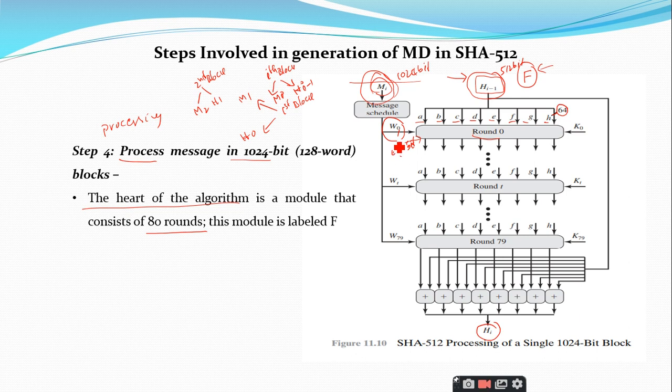Right. And as I told you, this W value is generated from the current 1024-bit message block. How we are going to generate these is not our scope. In addition to this W0, each and every round is going to make use of another value called K0, K1 and so on up to K79.